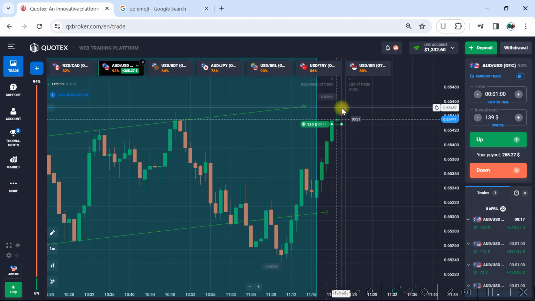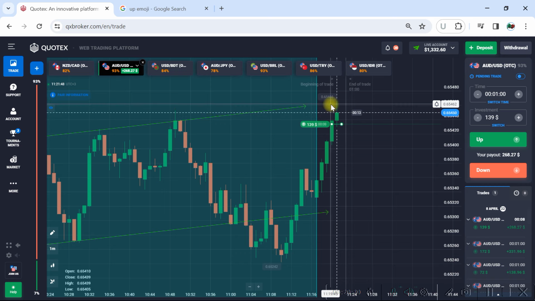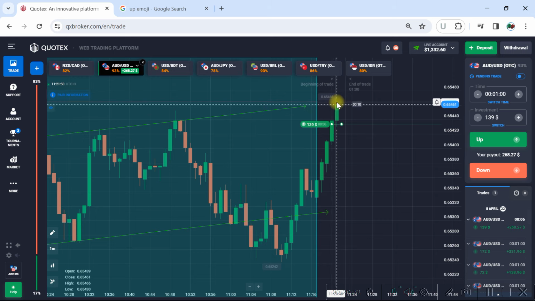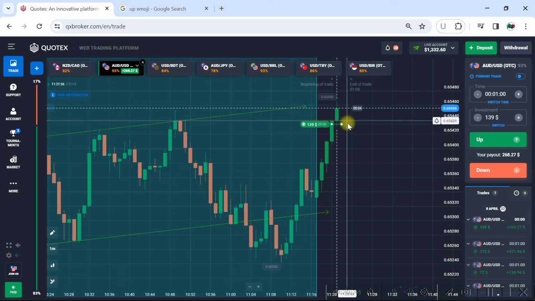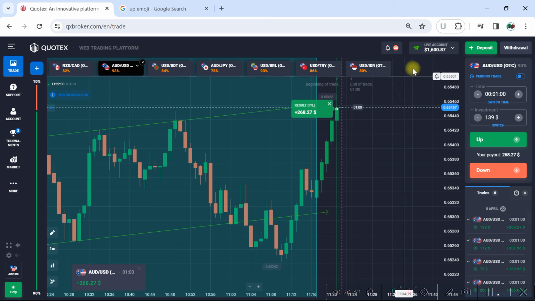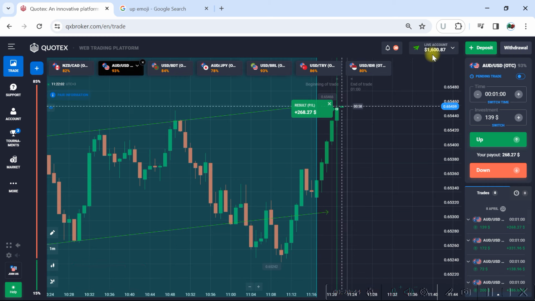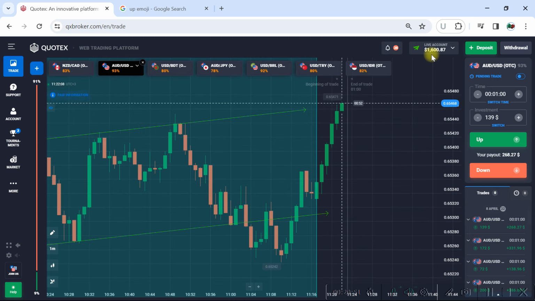If they manage to push it down further, then you know how the saying goes: when it is high, sell; when it is low, buy. So we will begin selling again when we get to this point here. We have 5 seconds left until our trade closes, and we just made profits. So from $400 we've gone to $1,600, and that is how easy and difficult it is to trade in Quotex.